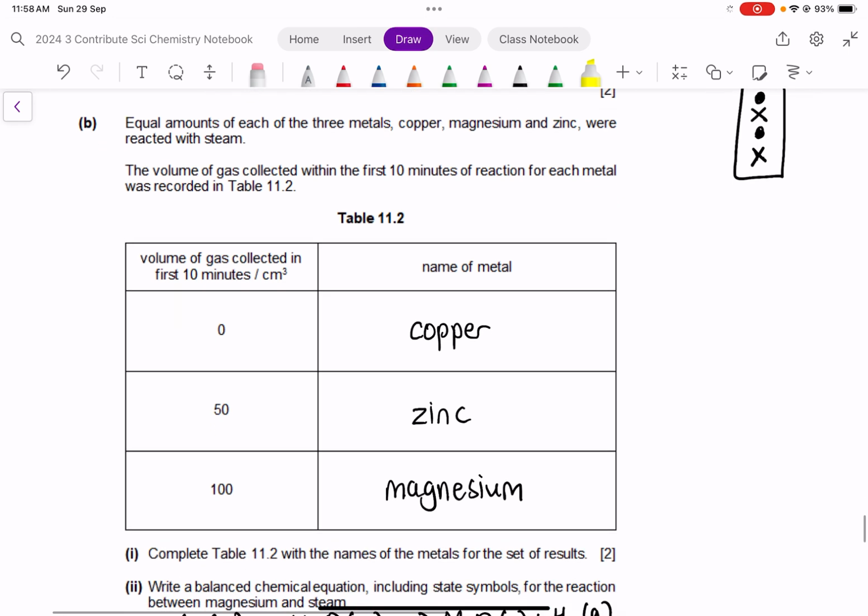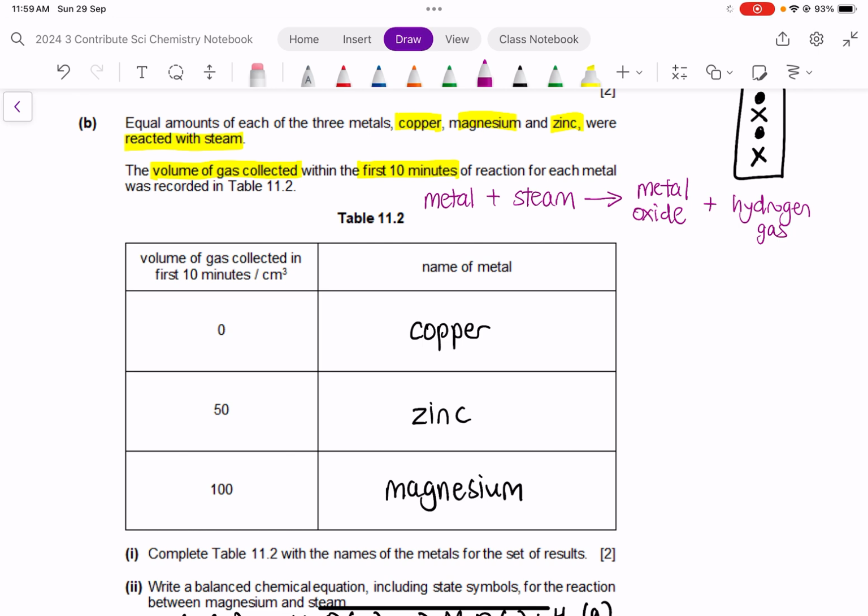And finally, we have B. Okay, B is on metals, copper, magnesium, and zinc. We reacted them with steam. We collected and measured volume of gas within first 10 minutes. So this is a reaction of metal plus steam. So a metal reacting with steam produces the metal oxide plus hydrogen gas. So I'm actually measuring and collecting the volume of hydrogen gas.